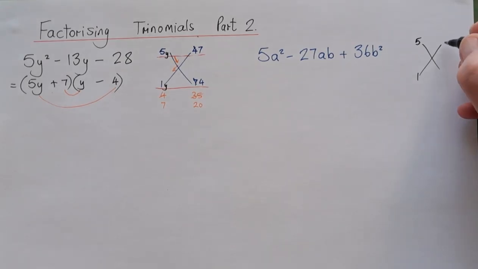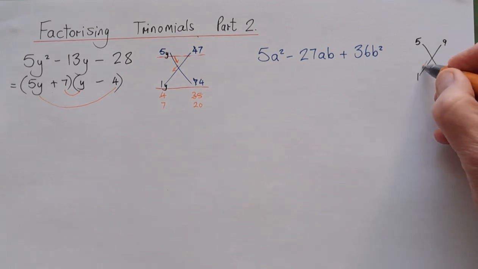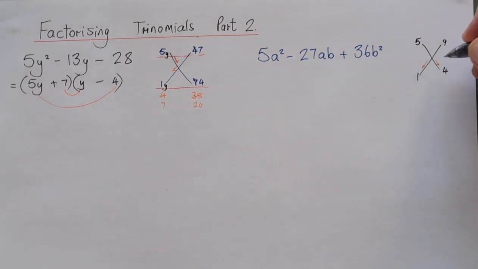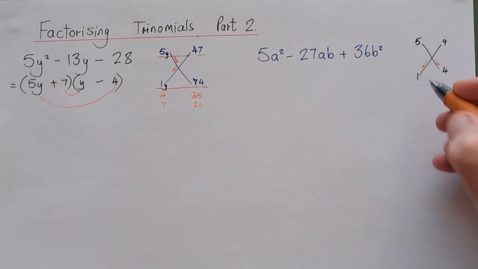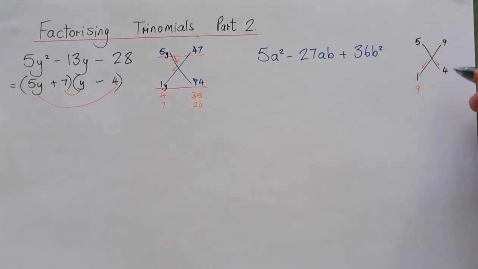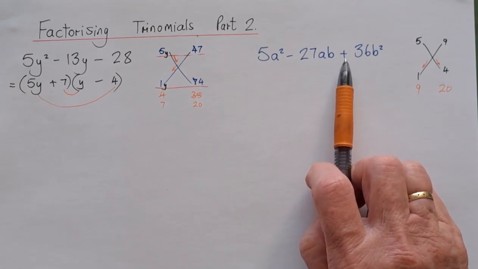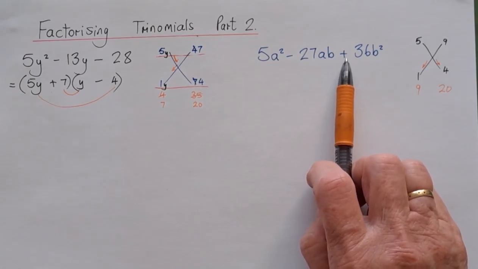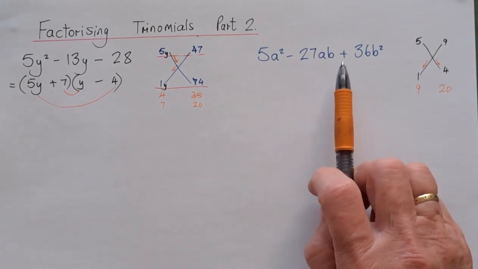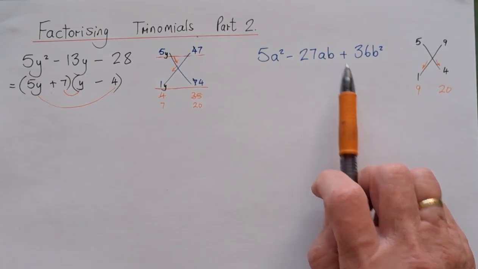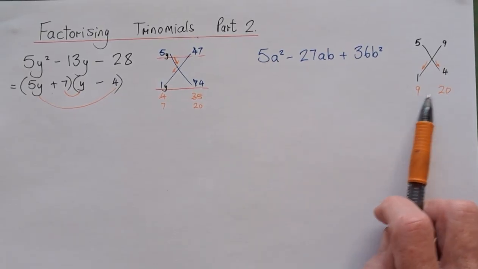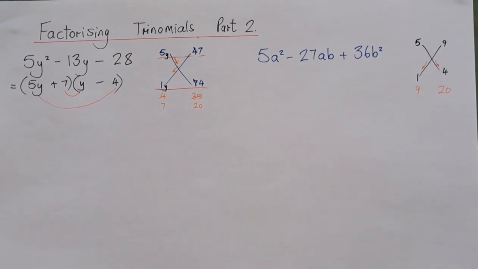Let's say, for argument's sake, we came up with 9 times 4. Then multiplying down the arms of the cross diagonally, 1 times 9 is 9, and 5 times 4 is 20. Right, so let's look at our signs here. This sign is telling me that the signs in the brackets are the same, and they're both negative. In other words, we're going to have an addition situation over here. Well, 20 plus 9 doesn't give me 27.